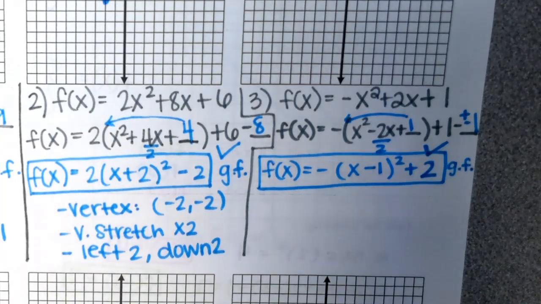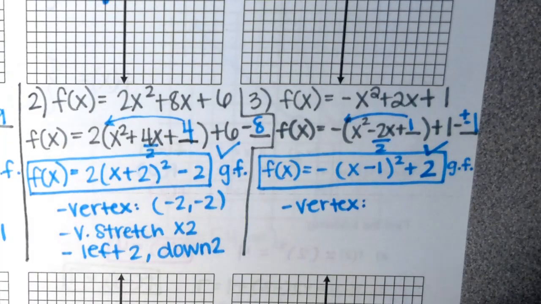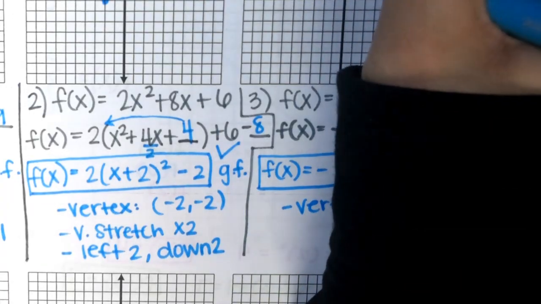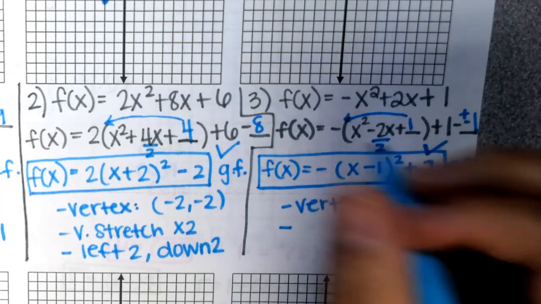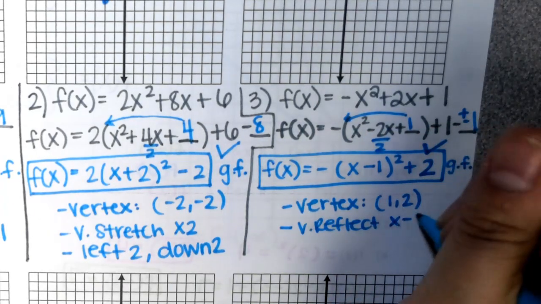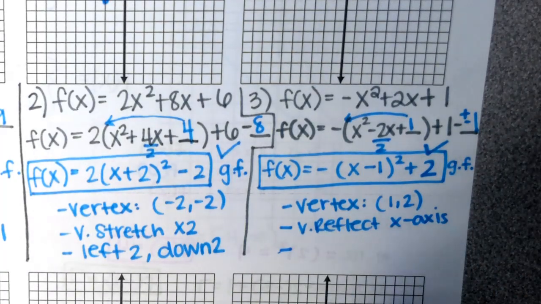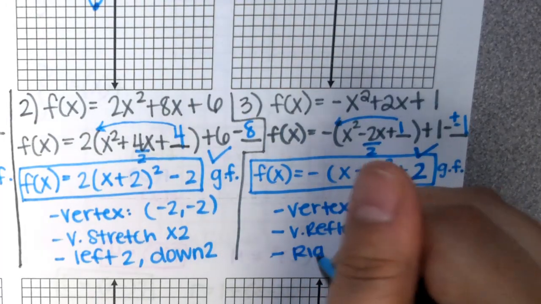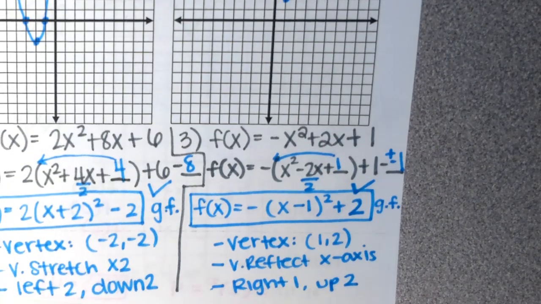Do I have any questions? Where's my vertex? 1, 2. And what are my transformations? It's a vertical reflection over the x-axis. And what else? Right 1, up 2. Write it down, please.